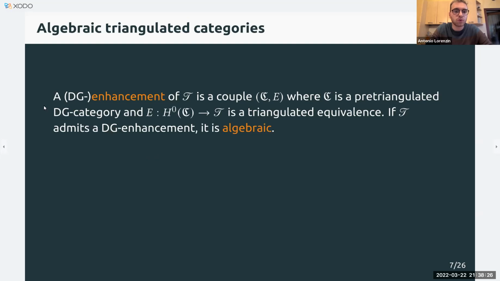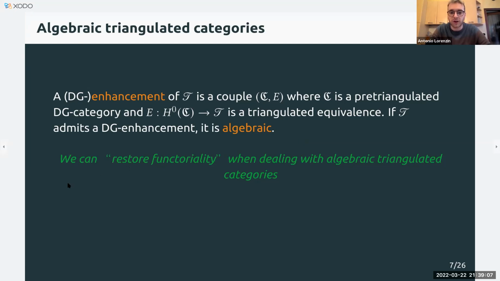So now we are able to say what a DG enhancement is. A DG enhancement is simply a couple, (C, E), where C is a pretriangulated DG category, and E is a triangulated equivalence between the homotopy category of our DG category and T, the triangulated category we wanted the enhancement for. So now what we can say is that if T admits a DG enhancement, then it is algebraic. So the idea is that, roughly speaking, we can restore functoriality when dealing with algebraic triangulated categories.